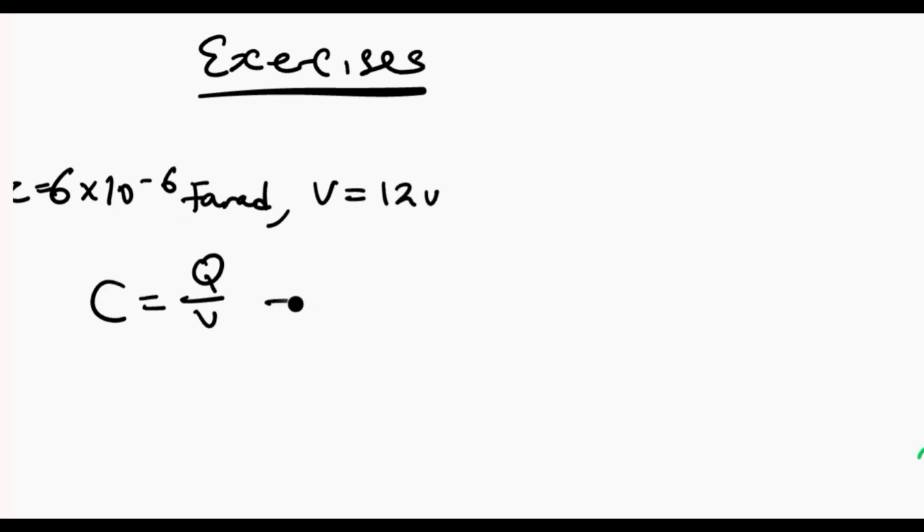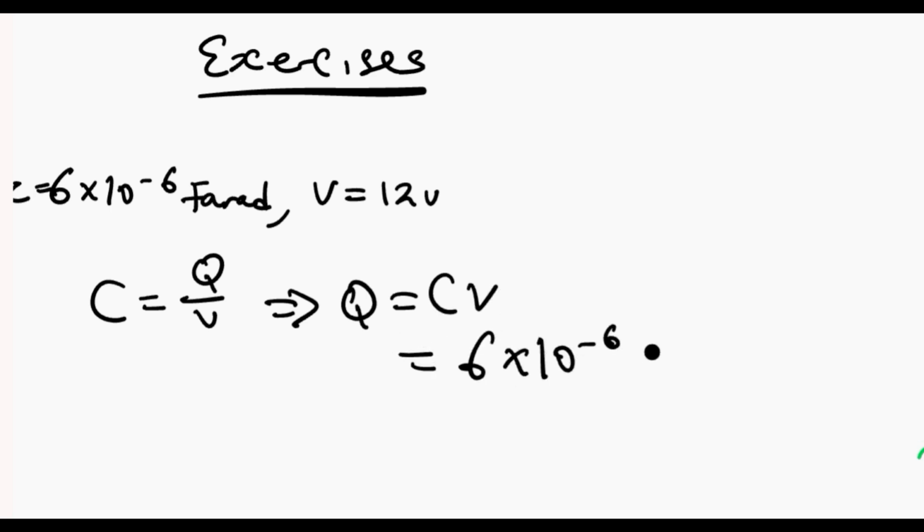So let's find the charge that was stored in this capacitor. The charge stored, Q, will be CV, which is the same thing as 6 times 10 raised to the power minus 6 times 12. When you press that in your calculator, you will have 7.2 times 10 raised to the power minus 5 coulomb. Now, when it's discharged, this 6 microfarad capacitor will have this charge.